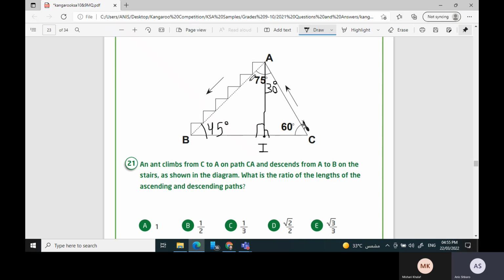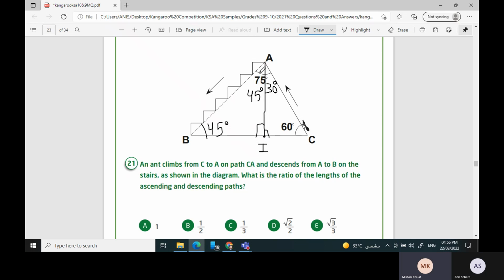BAI is equal to how much? BAI is equal to, wait, let me try this. It's equal to 45. You are adding these angles to complete it, but simply you can look here. It's 75 minus 30, so it's equal to 45. Now, if these two angles are equal to 45, this angle is what? Which one? A, B, I. 45. No, the angle, the triangle, all of it.